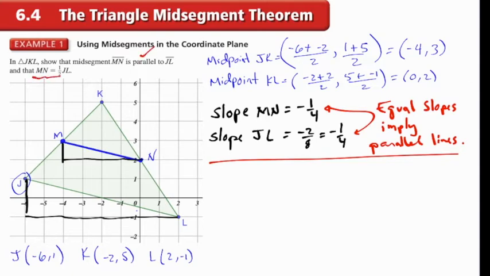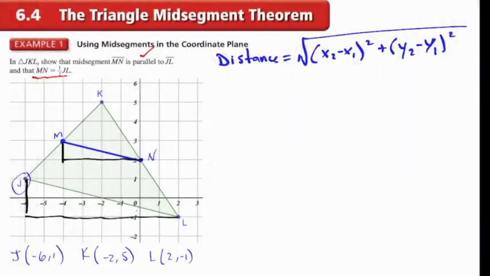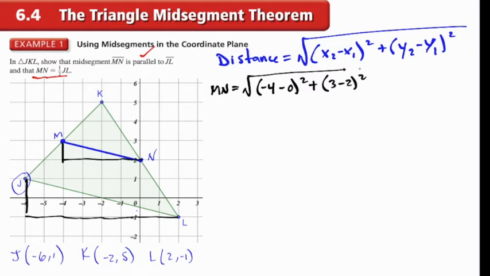Next, they want us to show that MN is half the length of JL. For this, we need to use the distance formula. So let's begin by finding the length of MN. So we see the X coordinates of M and N are negative 4 and 0. We have the difference of the X coordinates squared. And the Y coordinates are 3 and 2. We'll take the difference of the Y coordinates squared.